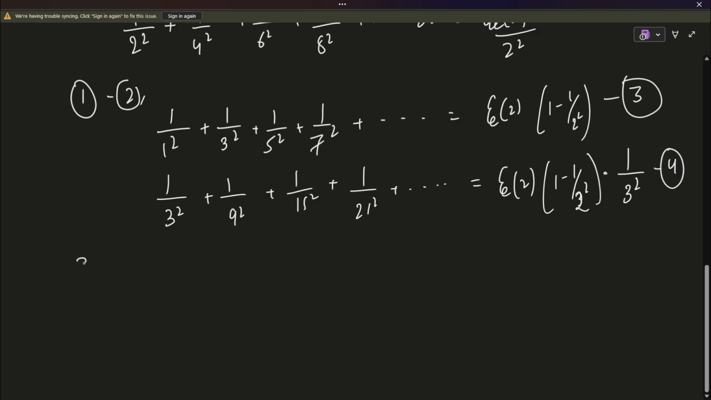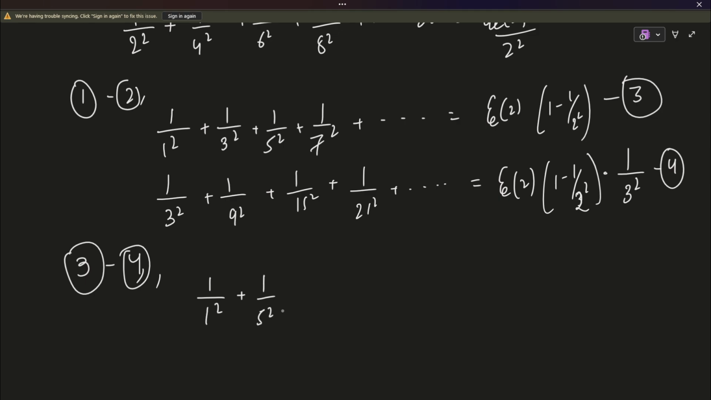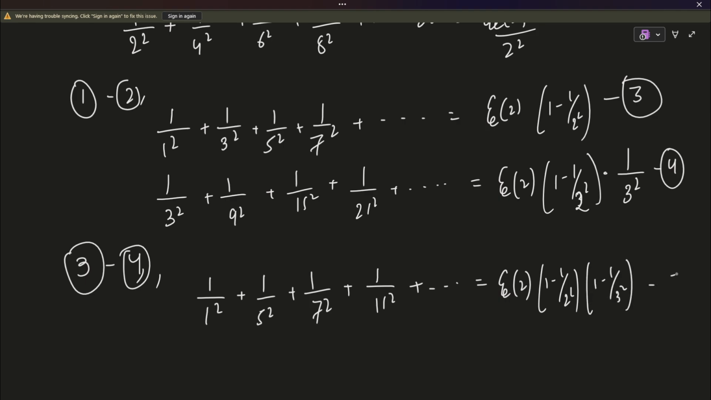Now subtract 3 minus 4. Subtracting 3 minus 4 should give you 1 by 1 square plus 1 by 5 square. There would be no number in the denominator which has factors 2 or 3, and now we have eliminated the primes 2 and 3, correct? So 1 by 7 square, 9 is not there, 11 would be there, and so on, correct? And when you subtract and take zeta 2 into (1 minus 1 by 2 square) common, you simply get 1 minus 1 by 3 square. And now do you see how it is developing into the format we want, the 1 minus 1 by p square format?